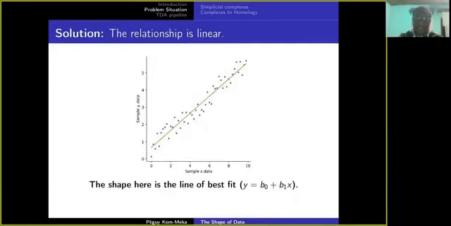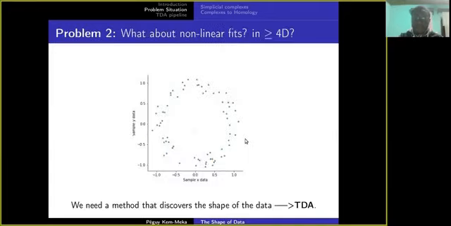Linear regression in this case allows me to get this line of best fit, which is the shape of my data. This line can help me, for example, to do some prediction or more generally to build a predictive model.